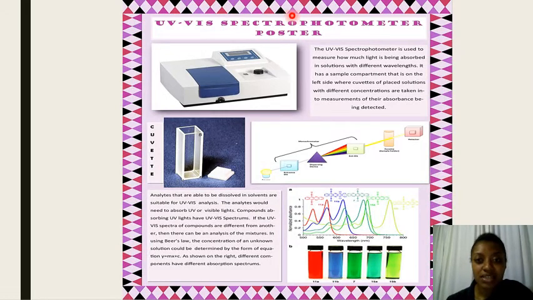So as you can see here, this is the poster that I have created using Microsoft Publisher. And this is the ultraviolet visible spectrophotometer. As you can see here, this is the LCD panel. This is where you get the readings of the absorbance values being detected. And at the bottom of the panel are the setting buttons.